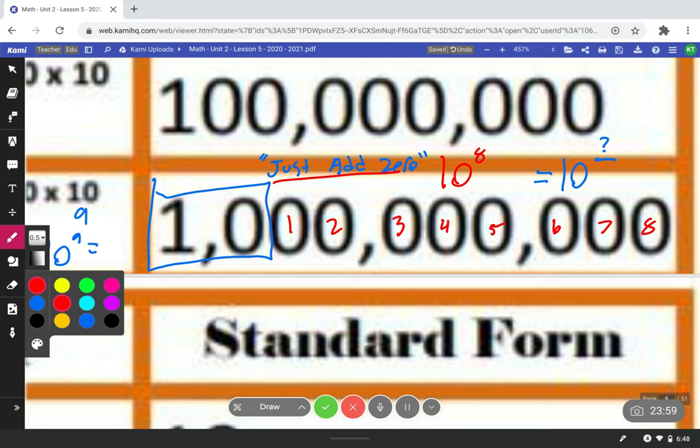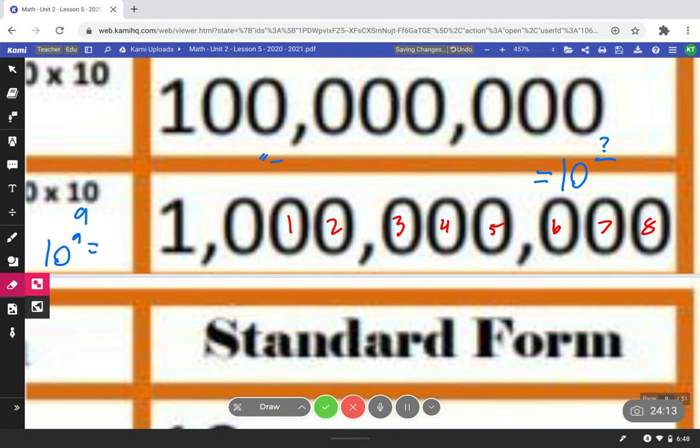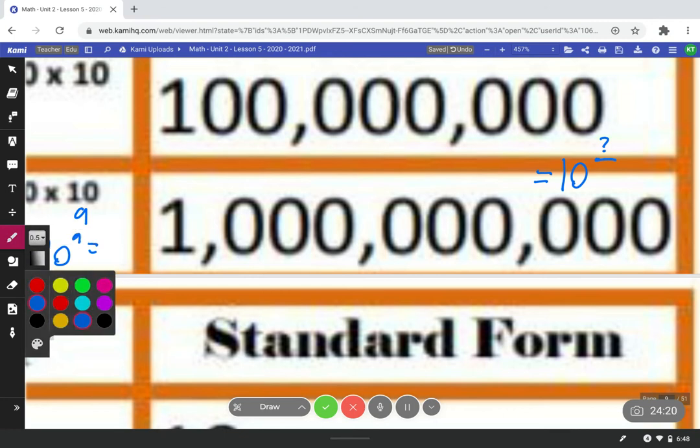Is that correct? It is not. Do not do this, scholars. I repeat, do not do this. Isolating that 10 and just adding the zeros is not going to get you the correct answer. That is why the just add 0 method can be dangerous. You need to consider all the place values involved.